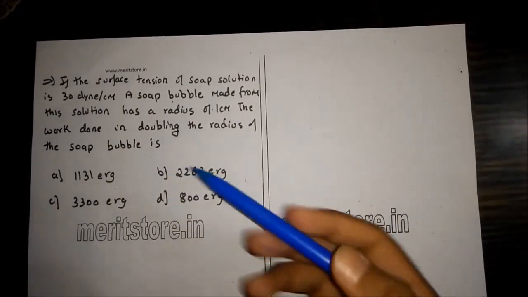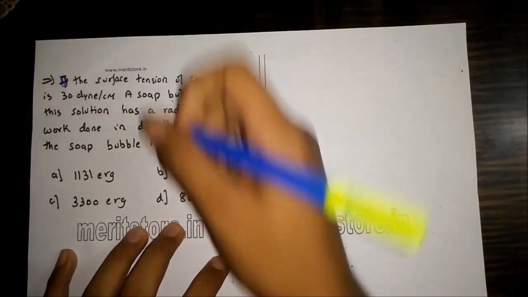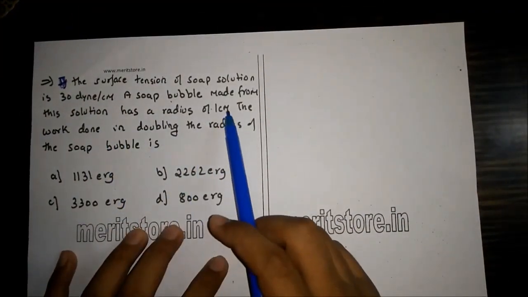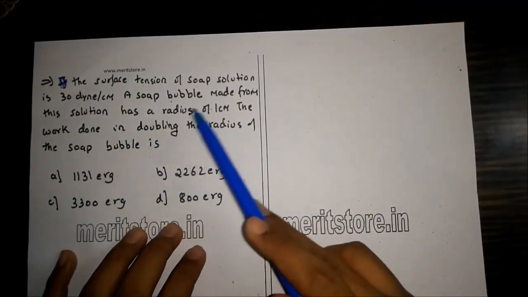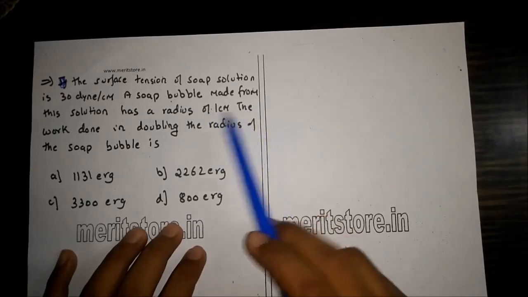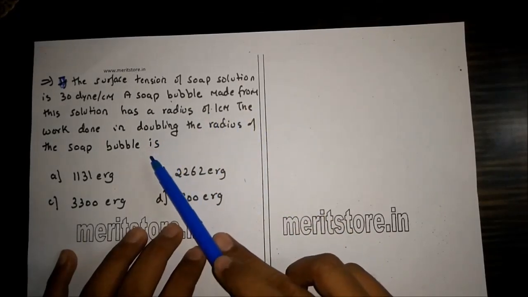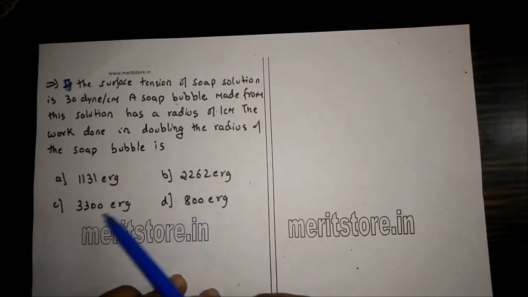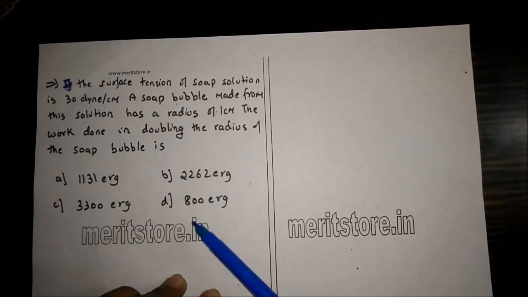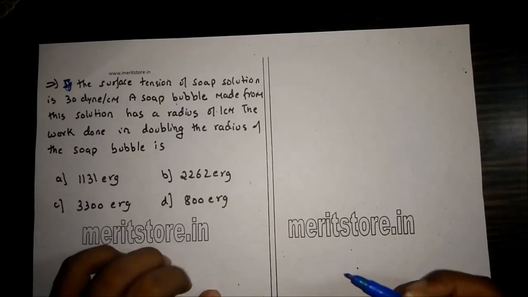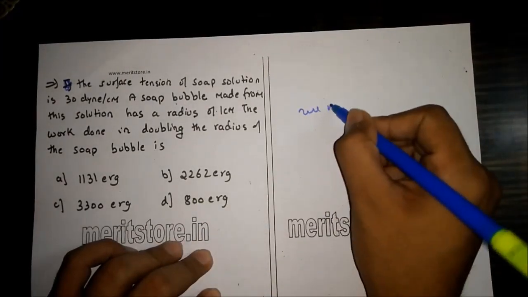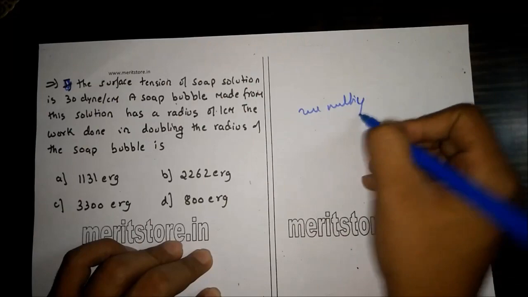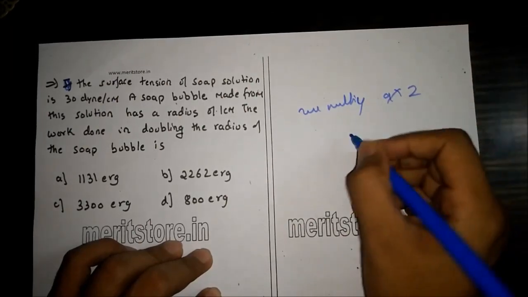The surface tension of soap solution is 30 dyne per centimeter. A soap bubble made from this solution has a radius of 1 centimeter. The work done in doubling the radius of the soap bubble is either 1131 ergs, 2262 ergs, 3300 ergs, or 800 ergs. Now, we know that for a soap bubble, we multiply the area by two, as there are two free surfaces.